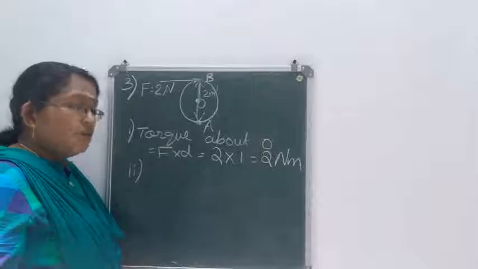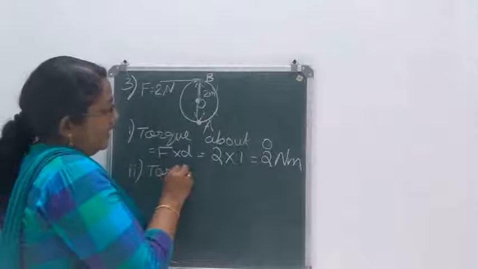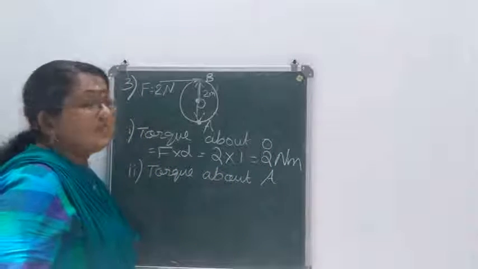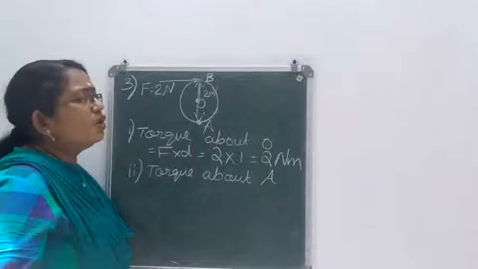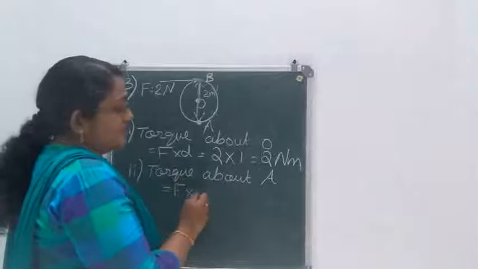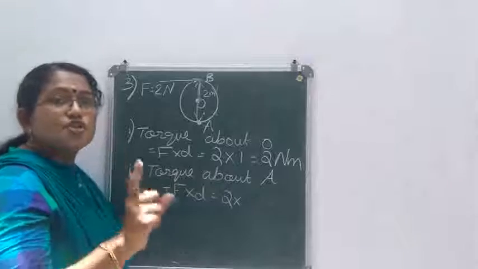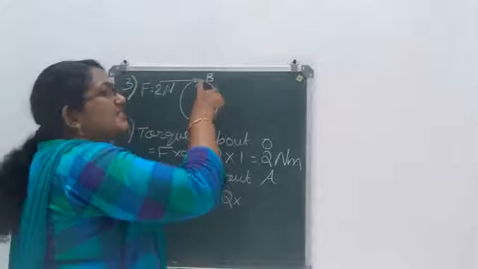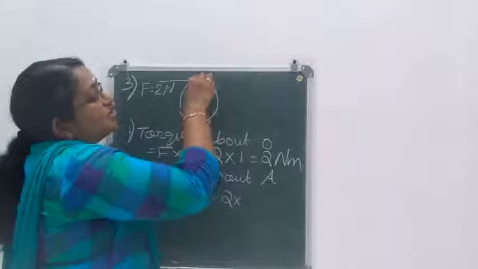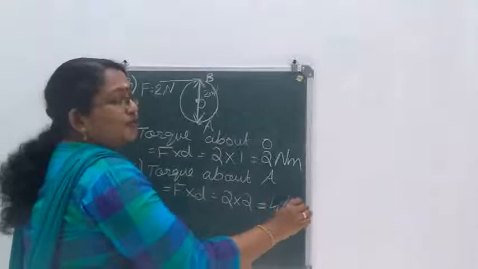Moment of force about the point A. So here the point is given as A. So you have to calculate the torque about the point A. So what will be the torque about the point A? Same equation. It is force into distance. Force is same, 2. But what about the distance? Distance means it should be always between the point which we consider as well as point of application of force. So we have to consider this much distance. So how much is that? It is 2, which is equal to 4 Newton meter.